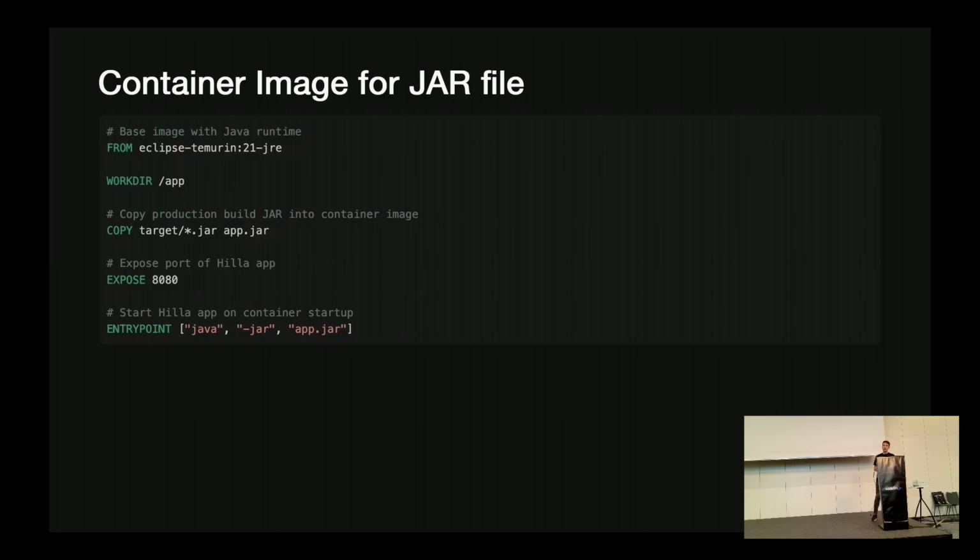So this is an example of a Docker file we could use for our Hilla app if we created the production build as an executable jar file. So we use a base image with a suitable Java runtime environment. We copy the production build of our Hilla app into the container image. We expose the port of our Hilla app, and we declare an entry point to start our Hilla app as soon as the container is started. So actually, nothing new here.